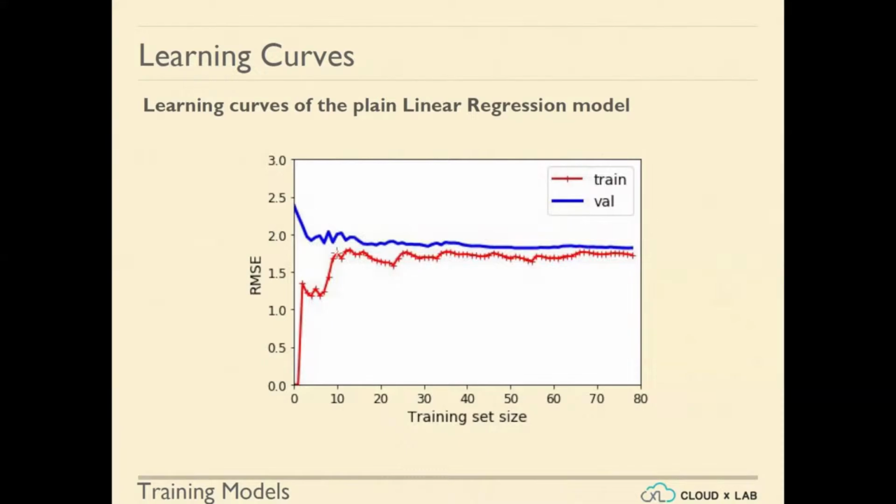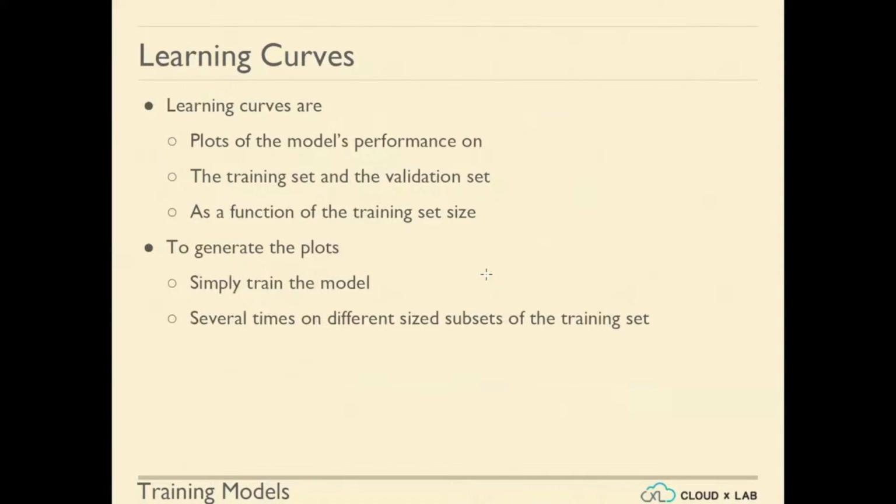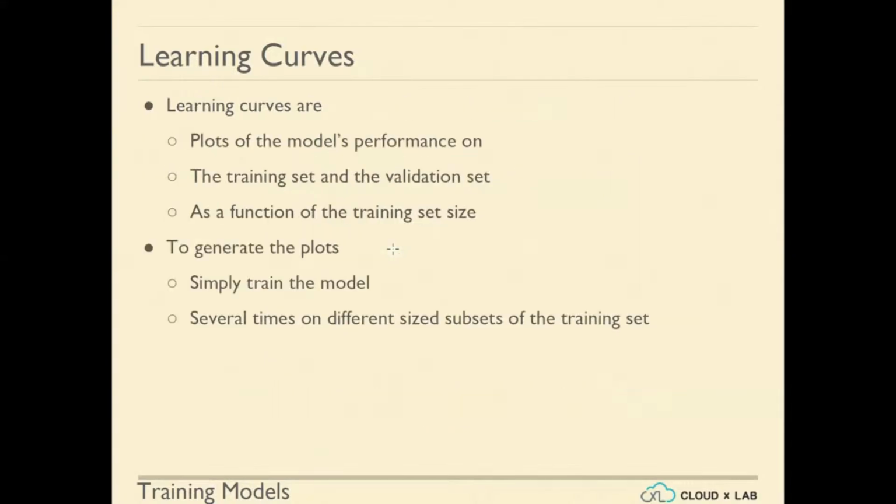So we will draw this curve, and this curve is called the learning curve, right? So learning curves are nothing but the plot of model performance on the training set and validation set as a function of training set size, right? Assume we have 100 training data points and we are randomly selecting some of them, and we are calculating training performance and validation performance. So this type of plot is called the learning curve, right?